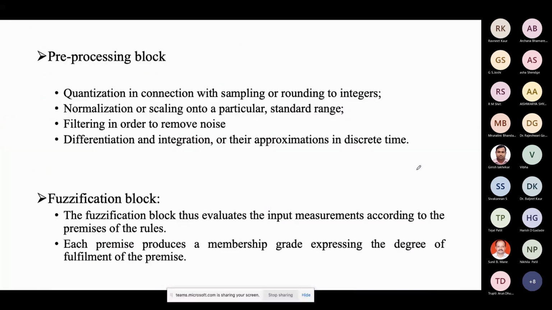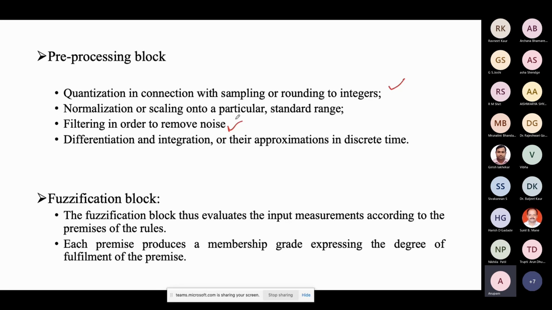Here you can see the pre-processing block is used for quantization in connection with sampling and rounding to integers. Normalization is scaling onto a particular standard, which I just talked about. Filtering is used to remove noise; some noise may be coming in the input, and that can be removed by the filtering process. The pre-processing block also has such functionality. The next one is differentiation.